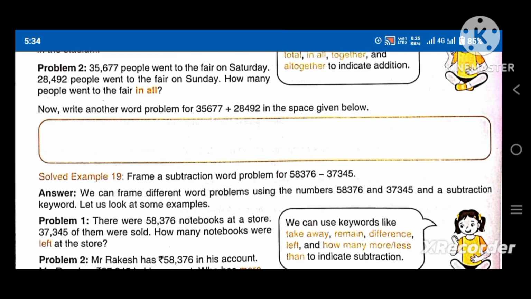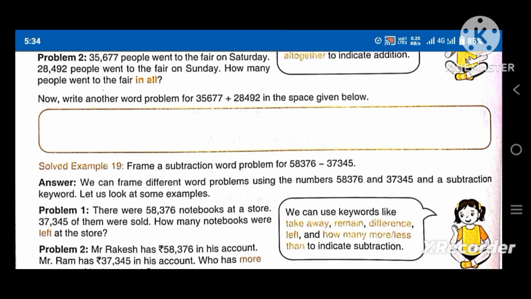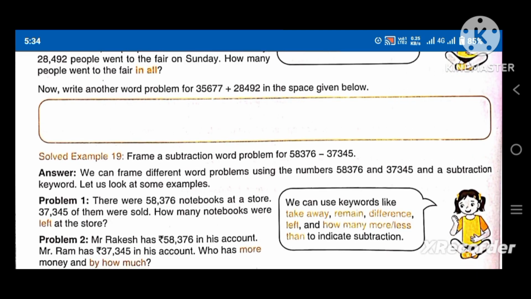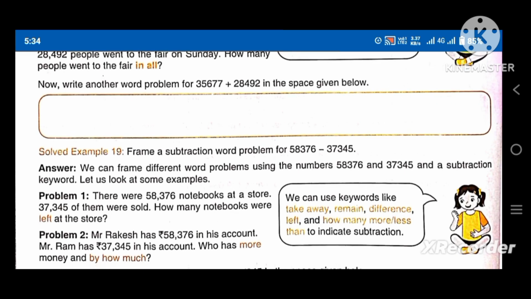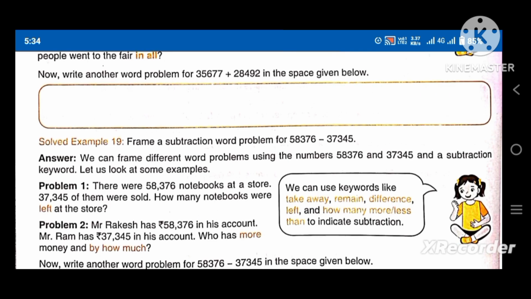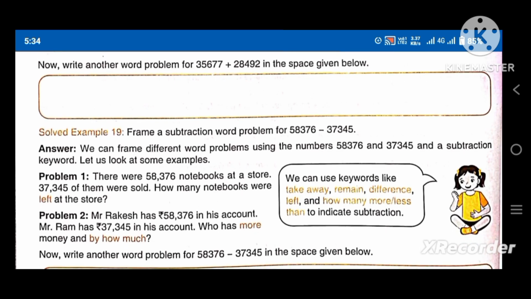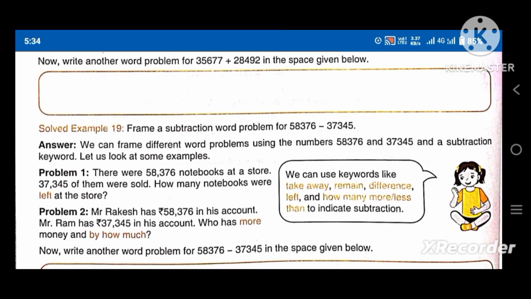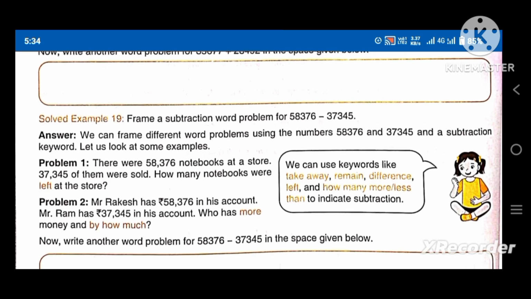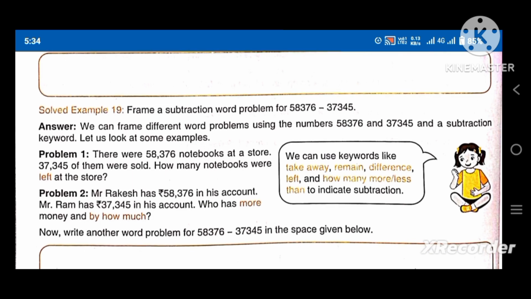We can write: in a hospital, 35,677 patients are there. In 2000 and in 2001, 28,492 patients joined. Then how many patients are there in total? Like this.